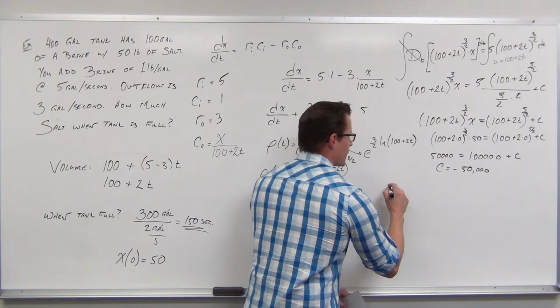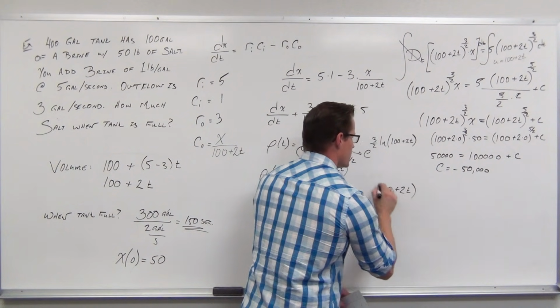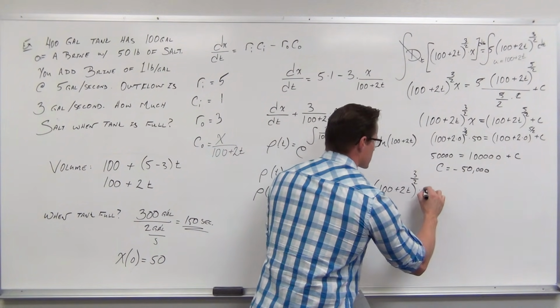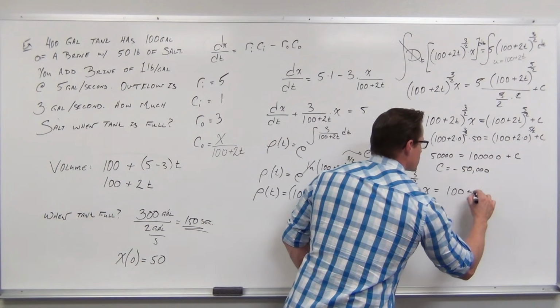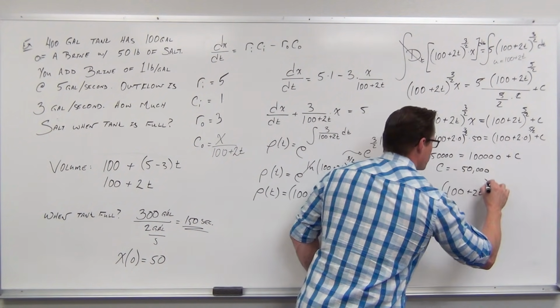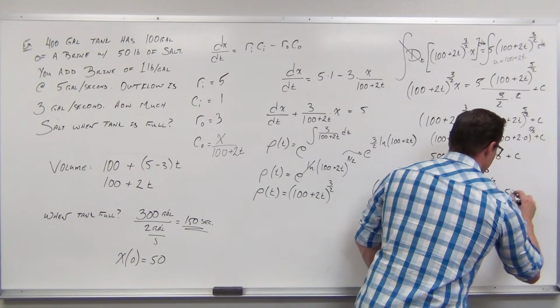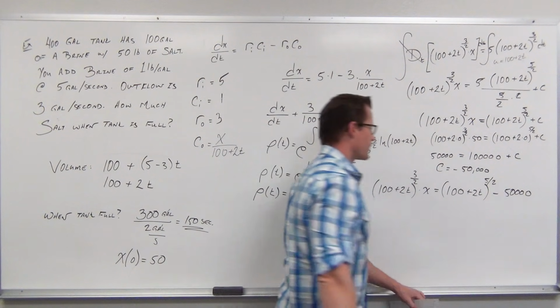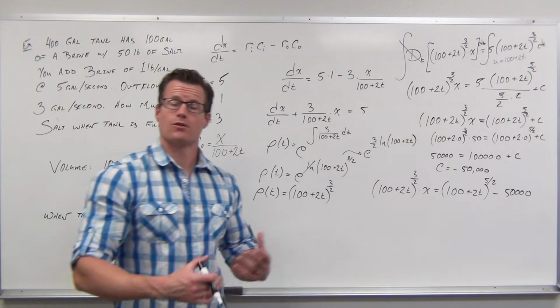We get that 100 plus 2t to the 3/2 power times x equals 100 plus 2t to the 5/2 power minus 50,000. We are almost done. We're so close. All we've got to do now is solve for x.